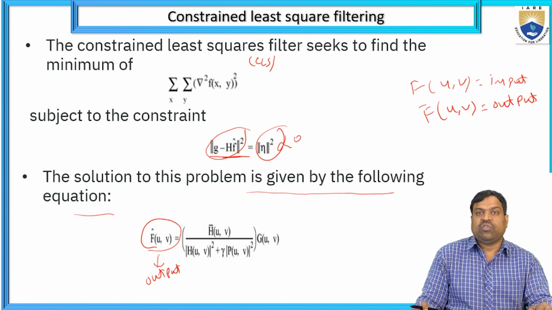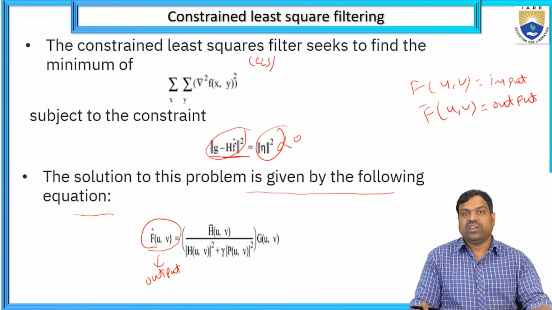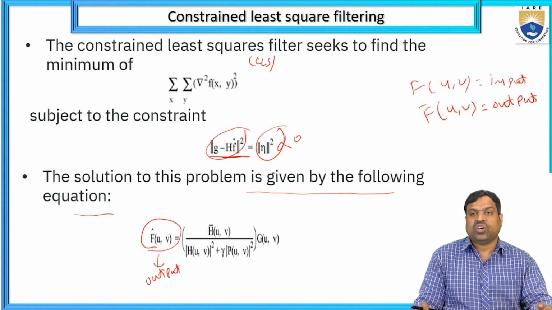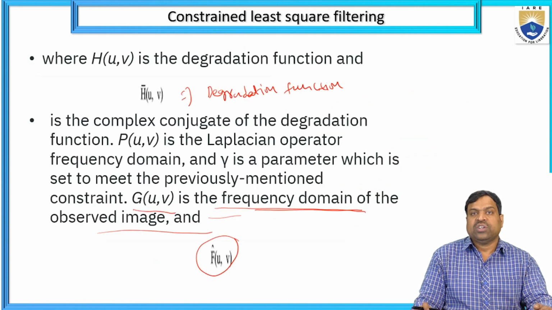So it is the equation of constrained least square filtering, subjected to the problem solving with filters, meaning f dash of u comma v equals h bar of u comma v by h of u comma v whole square plus gamma of p of u comma v whole square into g of u comma v. It is the constrained least square filtering output. Here h of u comma v is a degradation function, so h bar of u comma v is the degradation function applied to the input image.